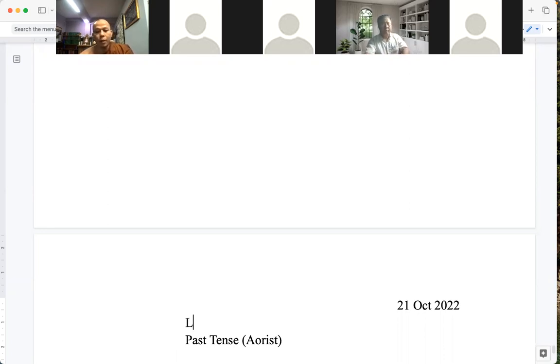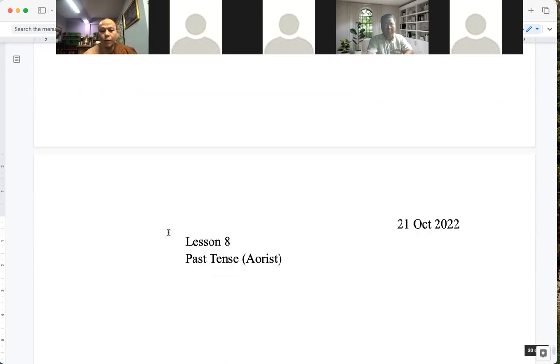So today, we will learn lesson 8. Lesson 8 is about the past tense, the past tense verb terminations. So we will learn that. Our format is the same as the previous ones, like the present, future, and so on. By adding those verb terminations, we can form the past tense.